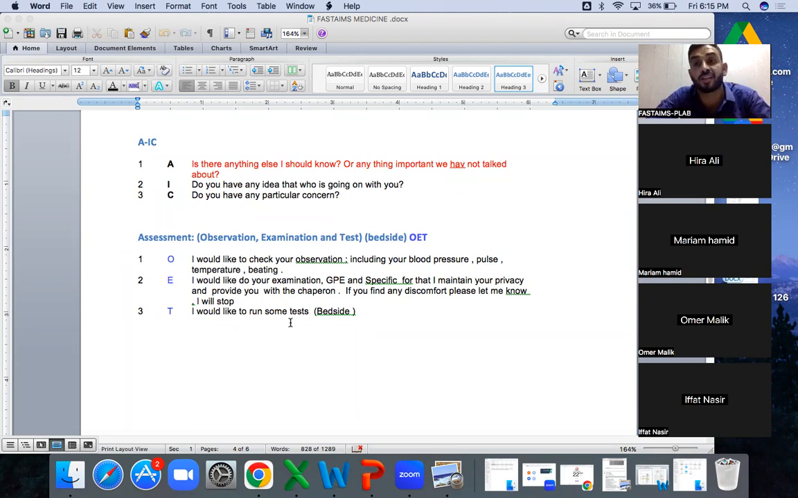Bedside tests: you cannot say I'm going to run some MRI, I'm going to run some echo. You cannot say that. But you can say, I need to do your ECG, I need to do your chest X-ray, I need to take a blood sample for CBC and markers. You can do that. Till here we have talked about data gathering. This should not be more than 4 minutes, max 5 minutes.